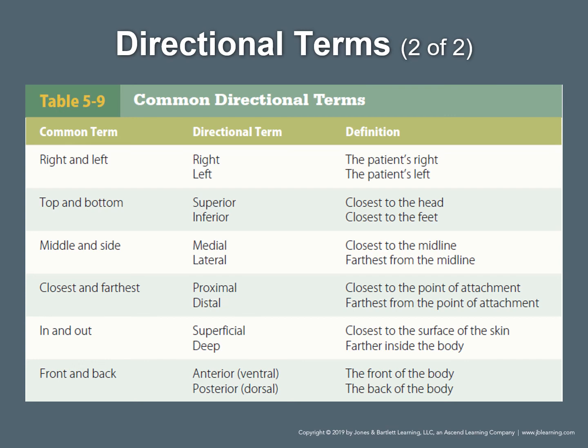Front and back is anterior, ventral, posterior, dorsal. This is the front of the body and the back of the body. Now, right and left. Remember that when we are talking about right and left, we are talking about the patient's right and the patient's left. That is not always going to be your directional right and left, depending on how you're standing and facing the patient. Okay.